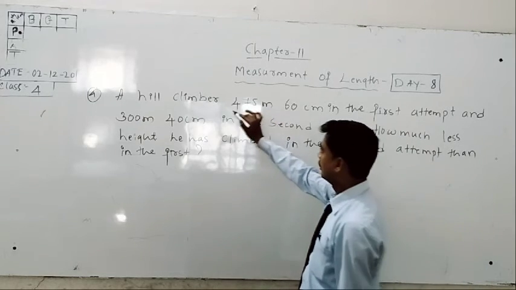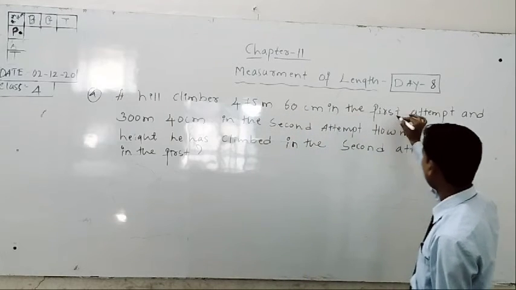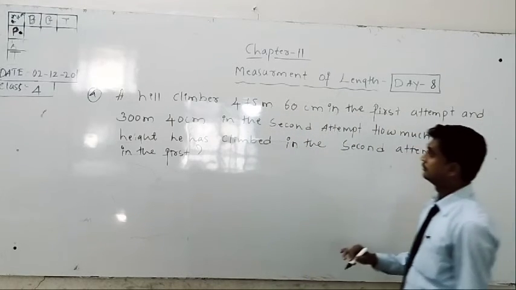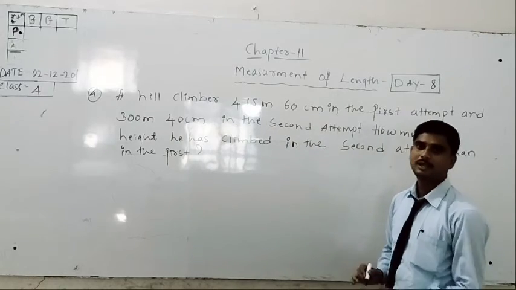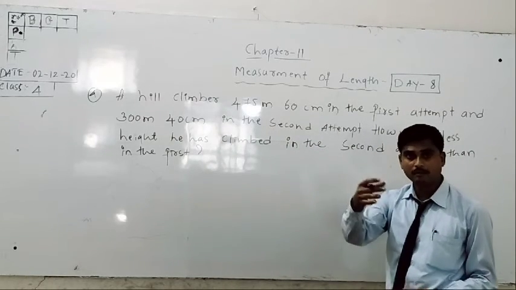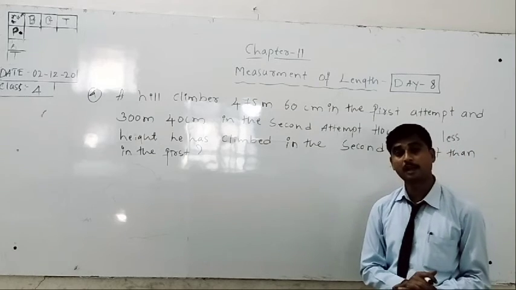Then a hill climber climbs 475 meters 60 centimeters in the first attempt and 300 meter and 40 centimeters in the second attempt. So his climb in the second attempt is less. Then how much less did he climb?